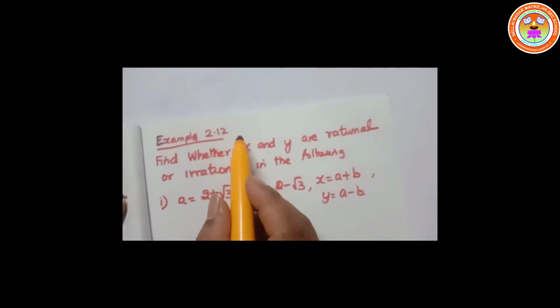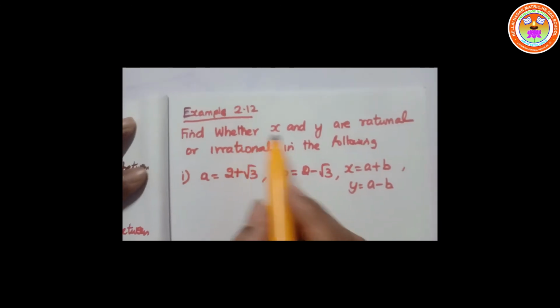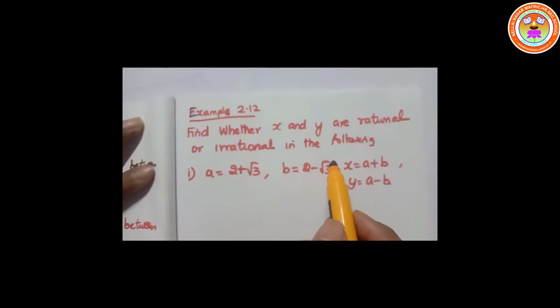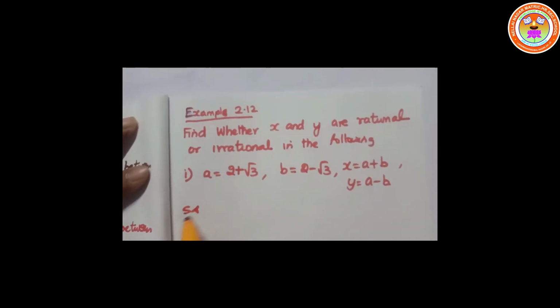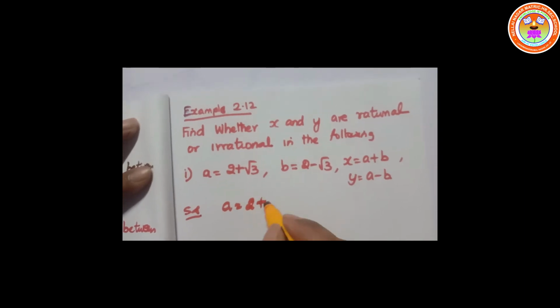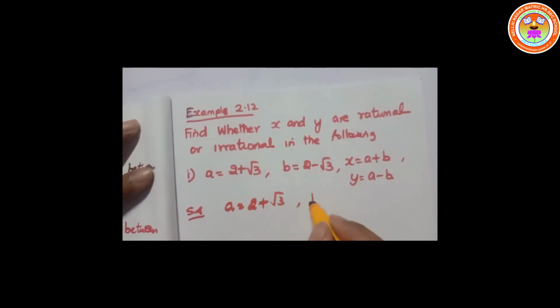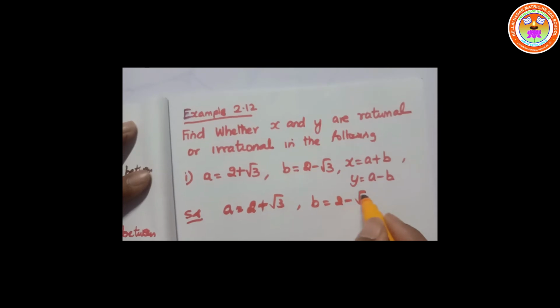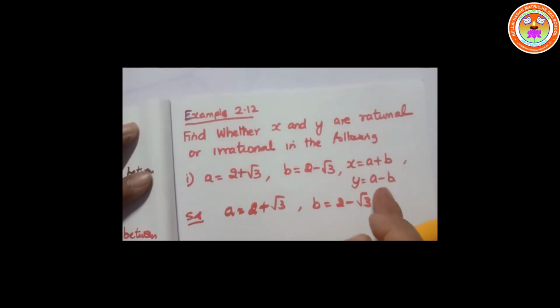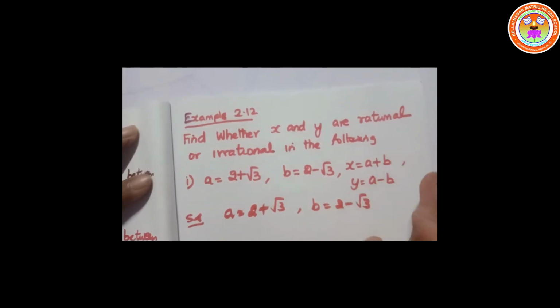Example 2.12. Find whether x and y are rational or irrational in the following. So solution, first a value is given, a is equal to 2 plus root 3. b is given as 2 minus root 3. And you have to find x and y. After finding the x and y, you have to say whether it is a rational or irrational number.